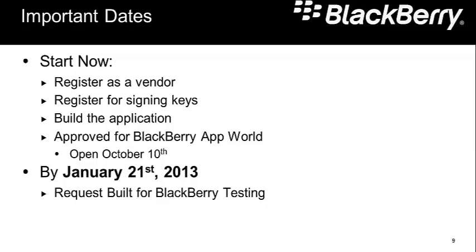Now, this is a hard and fast date. Remember, in order to request Built for BlackBerry testing, you have to pass App World testing first. So make sure you get your app submitted to App World as soon as possible, because it may take up to 8 business days before you get approved in BlackBerry App World. So if you submit your application to BlackBerry App World on January 20th, chances are you're not going to be able to enter the request for Built for BlackBerry by the 21st. So make sure you get into App World as soon as possible.